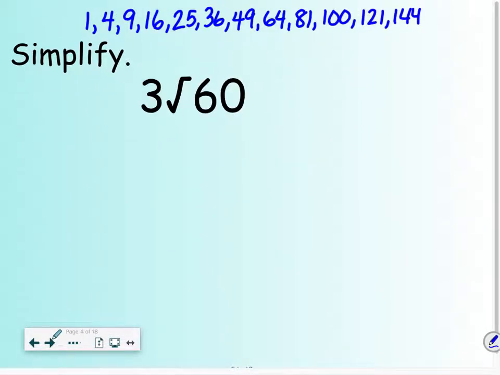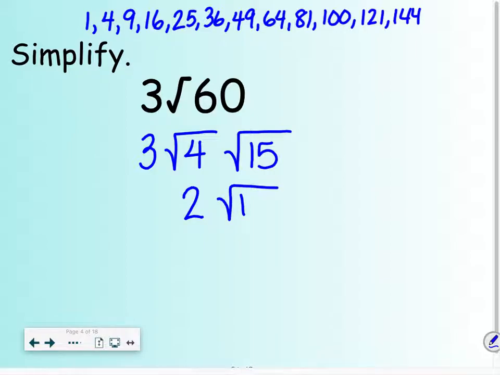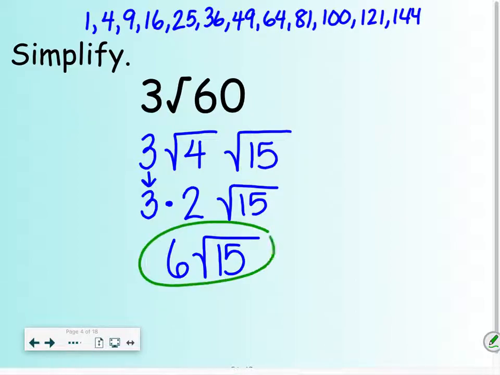So keep on going using the division key on a calculator until you find the largest perfect square factor. This next one, 3 times the square root of 60, I'm going to simplify the square root of 60 and leave that 3 alone because it's just being multiplied out front. So the square root of 60, the biggest perfect square factor of 60 is 4. So 4 times 15 is 60. The square root of 4 is 2. So now the 3 that was in front is going to be multiplied by my 2 to give us a final answer of 6 times the square root of 15.